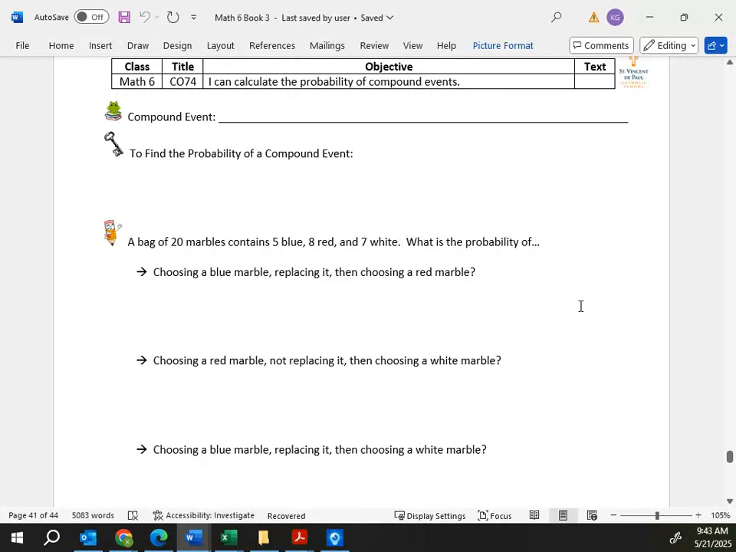Good morning. Today we are continuing on with probability with CO74. I can calculate the probability of compound events. So yesterday we were doing just one event, the probability of drawing a red marble, probability of drawing a 2 out of our deck. That's one event. Now we're going to talk about a compound event, which is two.